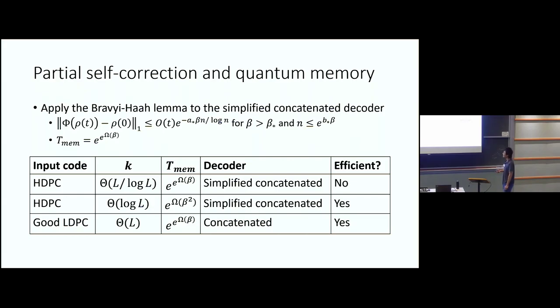But if we restrict to energy that's less than log n, then we'll be able to have an efficient decoder, because you can just try all the possibilities. But then the price you pay is that you will only be able to have memory lifetime that's e to the beta squared. Also, if we input a good LDPC code, then because we know that good LDPC codes have efficient decoders, that will allow us to get memory lifetime up to e to the beta, and the decoder will also be efficient.